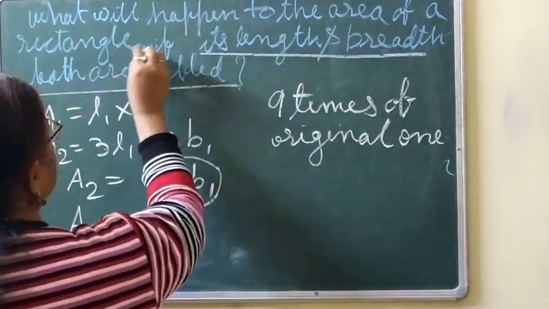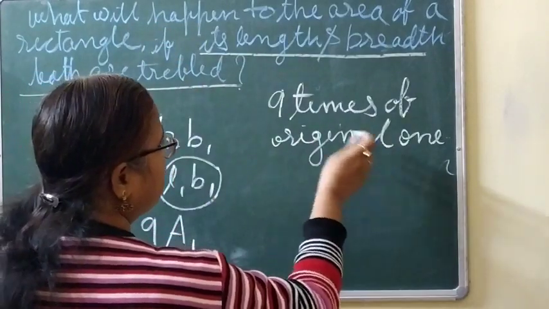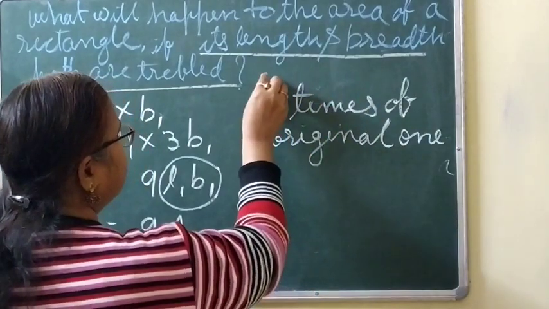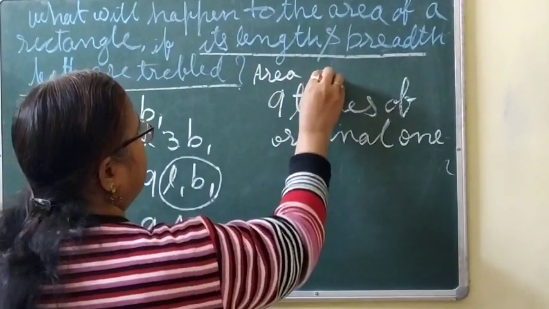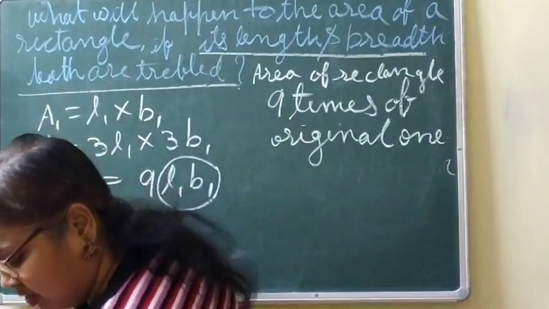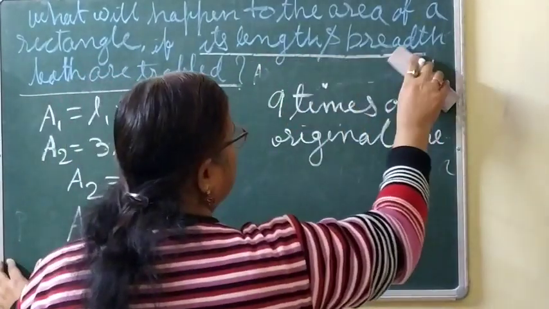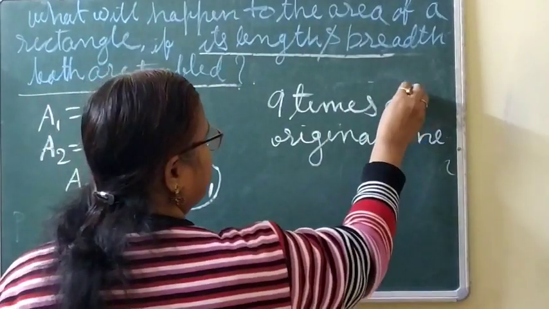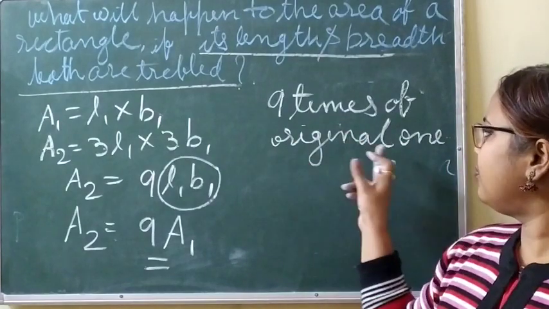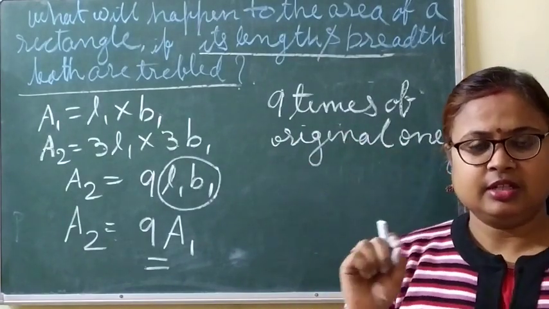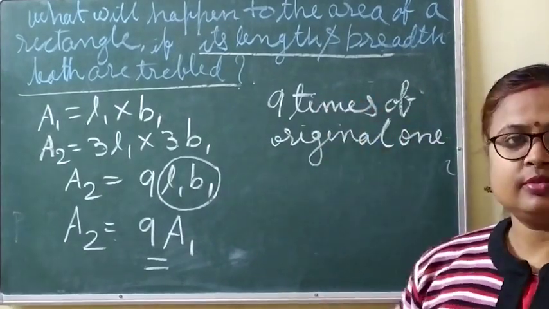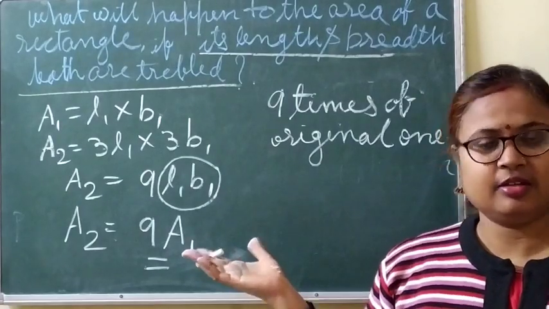What will happen to the area of the rectangle? So area of the rectangle will become 9 times of the original one. So this is the answer. So area of new rectangle will become 9 times of original one. Clear? You will write in words that area of new rectangle will become 9 times of original one. Clear? Why and how? It is clear. Now let's do the next one.